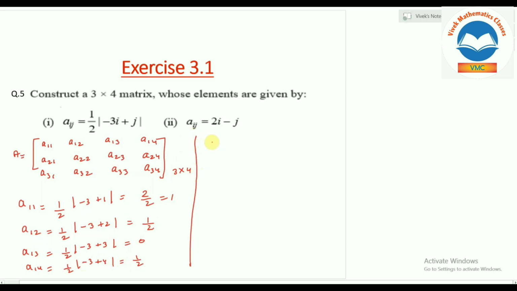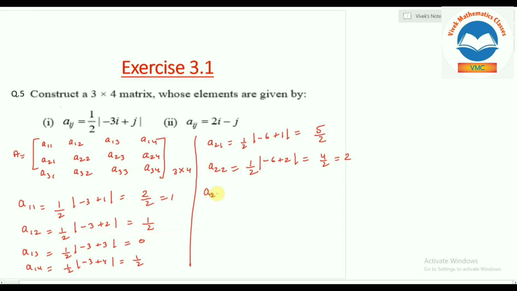So the other elements are A21. A21 will be, the i value will be 2 and j will be 1. So 1 by 2 modulus of minus 3 into 2, which will be what? Minus 6 plus 1. So what will be your answer? 5 by 2. Next, A22. What will be A22? 1 by 2 modulus, i also will be 2 and j also will be 2. So minus 6 plus 2. So this will be how much? Minus 6 plus 2 will be minus 4. The modulus will be 4 by 2. It means 2.